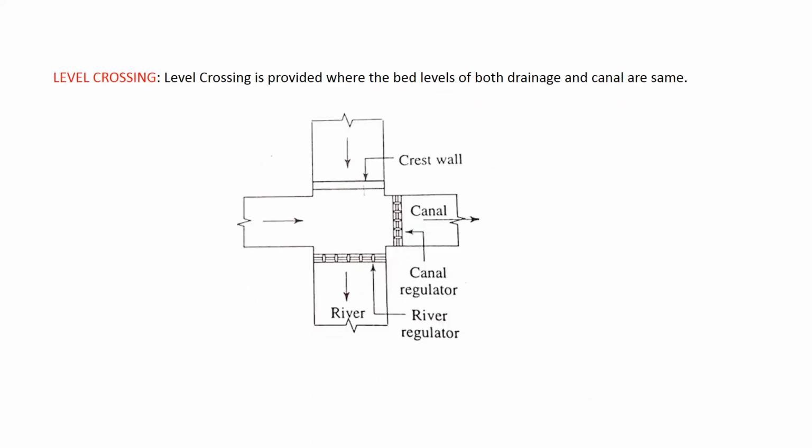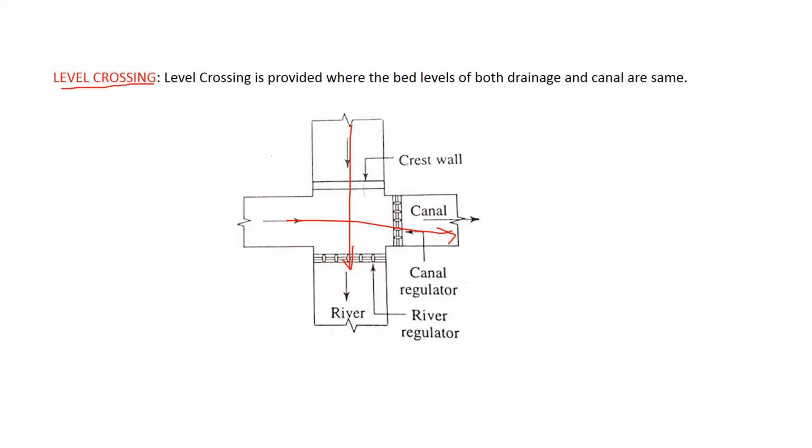Now the third one, that is, the drainage and the canal intersect each other at the same level. This is the drainage and this is the canal. They intersect each other, that is, they are at the same level. They could be classified into two, that is level crossings and inlet and outlet.